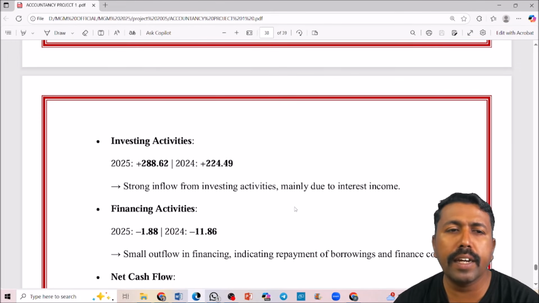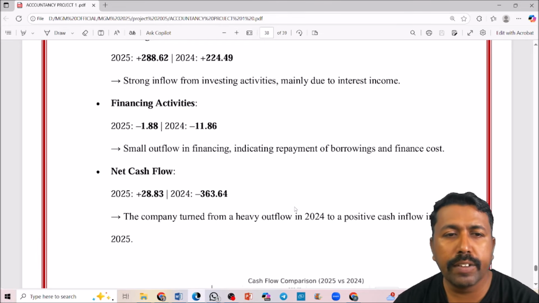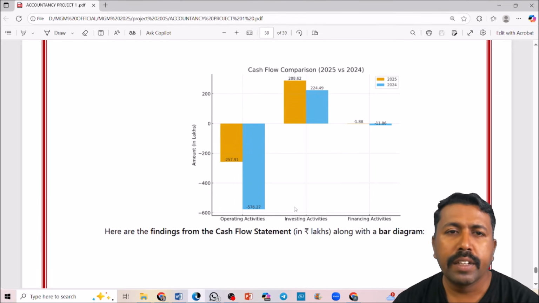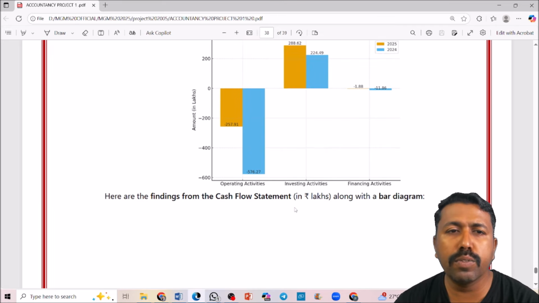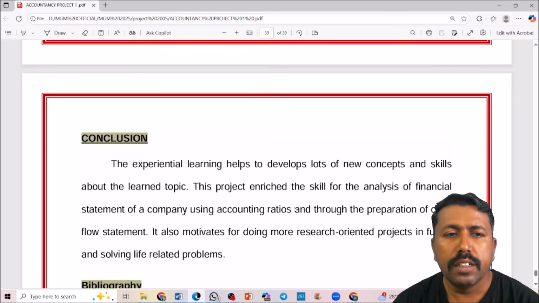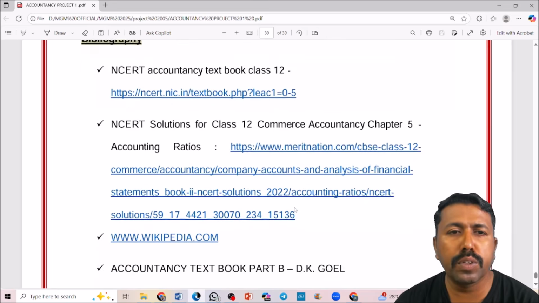What is the operating activity net amount, investing activity net amount, financing activity net amount, and the net cash inflow. A small diagram regarding the cash flow is attached here. You can draw this type of bar diagram. Negative values will come below the zero line, and a small conclusion for the whole project is attached. And never forget to attach a bibliography also.